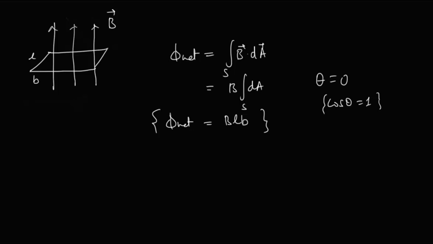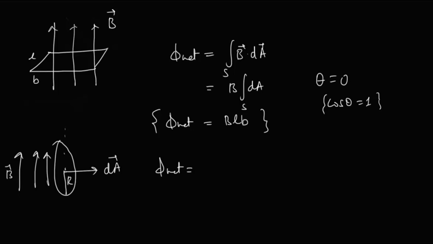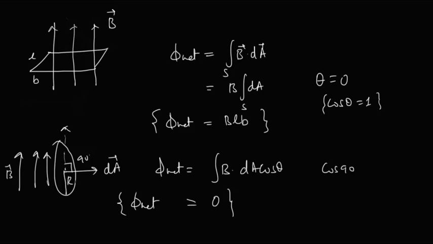A similar case will be something like, let's say I have this circular area, and the magnetic field is in the same direction, B upwards. If I have to calculate the phi net in this case, as you can see, the angle between the area vector dA and the B vector is 90 degrees. So whatever we do, we have to calculate cos 90, because this is basically the integral of B dA cos theta, so cos 90 becomes 0. So basically everything becomes 0. The net flux passing through this surface is 0.